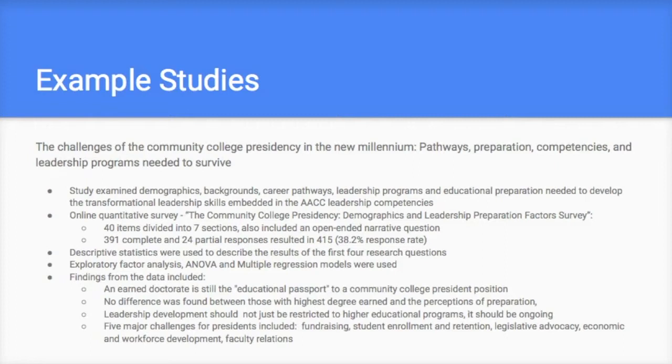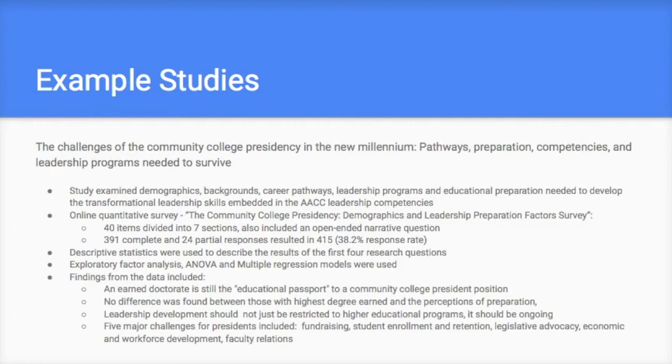The survey was administered online, and the goal of the research was to look at the demographics, backgrounds, career pathways, leadership programs, and educational preparation needed to develop the transformational leadership skills embedded in the American Association of Community College Leadership Competencies among community college presidents.